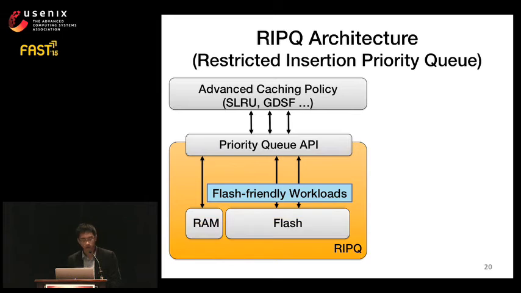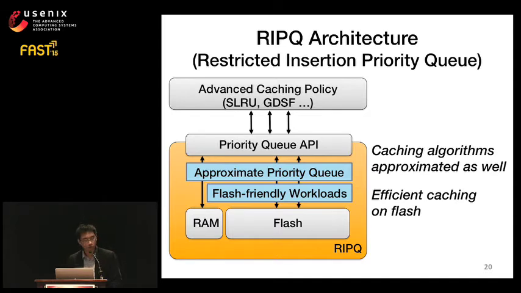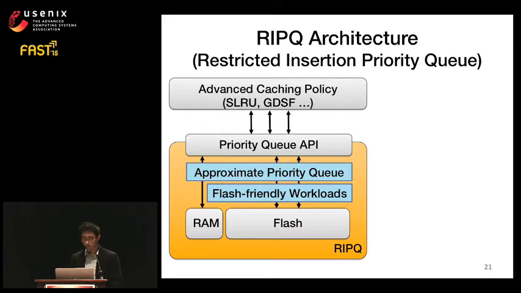And it translates the priority queue operations into reads and writes to RAM and flash. Especially, it will generate a flash-friendly workload, so the cache algorithms can run efficiently on flash. However, it is difficult to implement an exact priority queue on flash, so instead we implement an approximate priority queue. So the caching algorithms are also approximated. However, in the evaluation, we show this approximation doesn't hurt the cache performance.